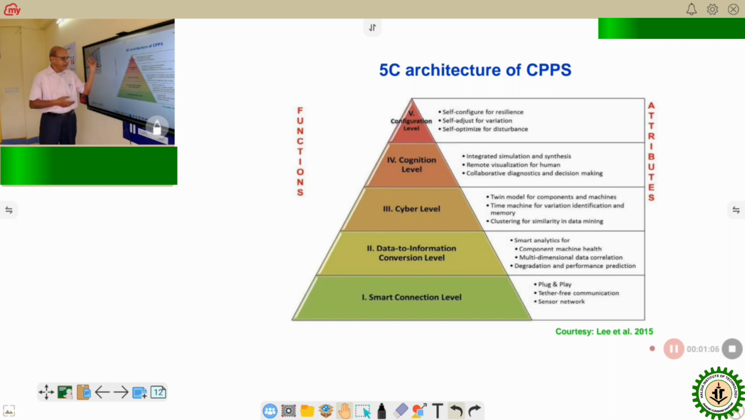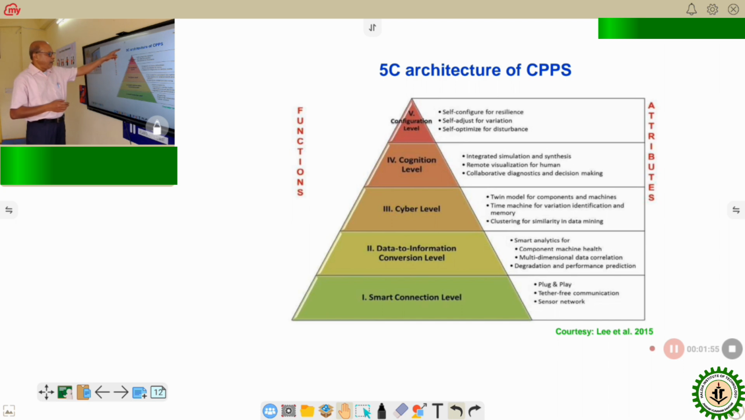So in the fourth level, we have the cognition level, where we can add different capabilities of the feature, as we had discussed in the earlier slide, that is the self-X capability. Those self-X capabilities in different orders can be developed: self-configure for resilience, self-adjust for variation, self-optimize for disturbances. Different features including self-organization. When several machines interact to solve a certain problem in a holistic manner, in that case the system can develop another attribute under the same broad title self-X, that is self-organizing. So self-awareness, self-prediction, self-monitoring, self-optimize, all generically can be titled under self-X capability.